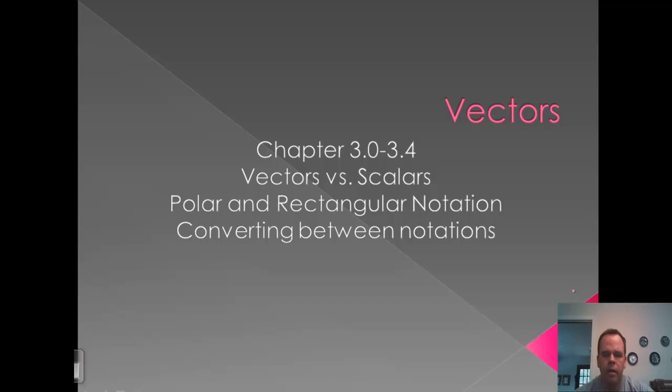In Chapter 3, we're going to look at the concept of vectors. In this first video, I want to look at the difference between vectors and scalars, and the two types of notations for vectors, polar notation and rectangular notation. And then we'll look at some examples of how we convert from polar to rectangular and from rectangular to polar. I'm actually going to break those into two separate videos so that you can easily find those examples if you want to go back and look at them.